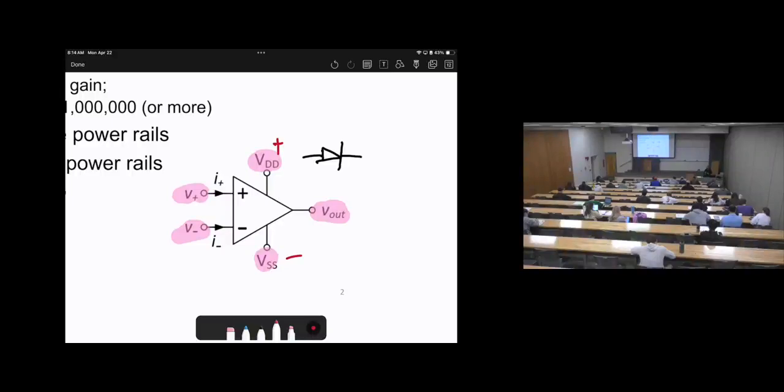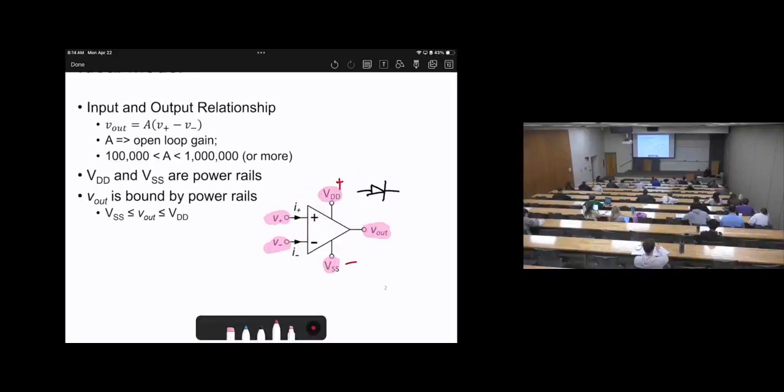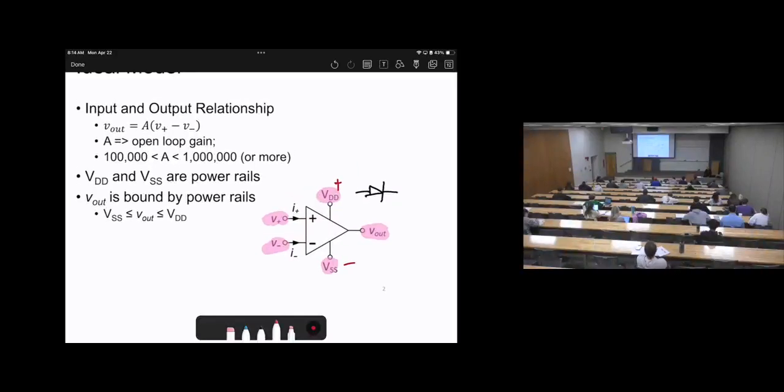Because any electronic device needs a positive and negative terminal. You can imagine that your cell phone is an electronic device, and there is a battery in it. The battery has a positive part and a negative part. Or when you connect to the power outlet, there is a live and a neutral. So any electronic device will have positive and negative. So VDD and VSS are called the power rails.